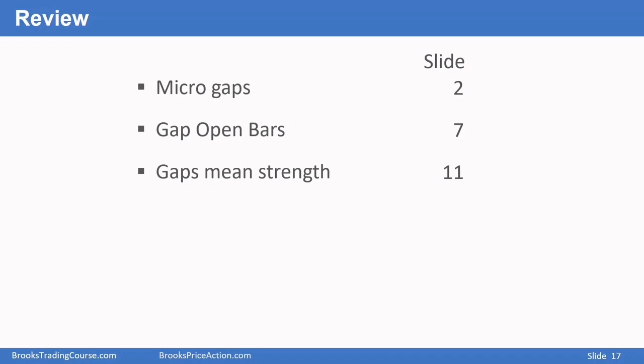Micro gaps are just very small gaps, and they come in many different types. The close of a bar and prior highs or lows. If they stay open, they are a sign of strength, and they increase the chances that the trend will continue.